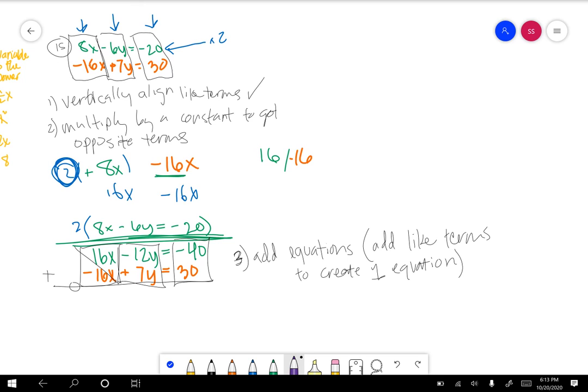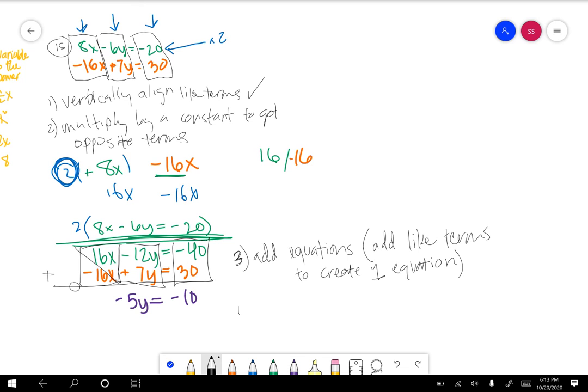Okay. Negative 12y plus 7y is negative 5y. And next we would have, oops, sorry, I forgot to add my constants. Whew, that was a close one. We have negative 40 plus 30. That would give us negative 10. Okay, so I caught myself. We're good.